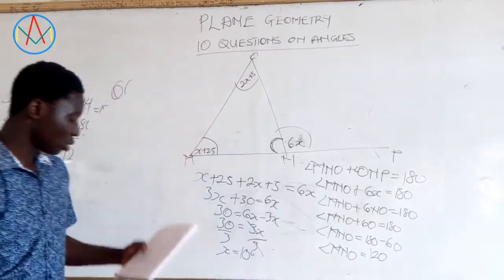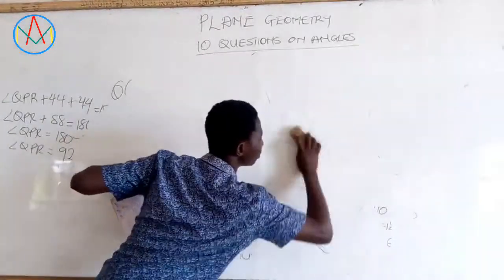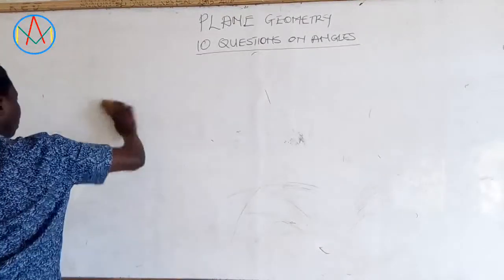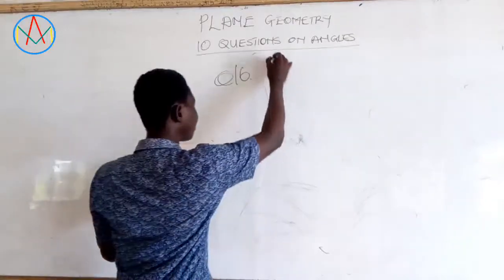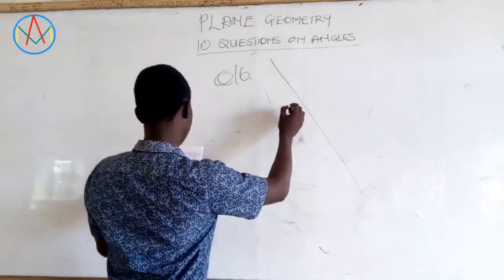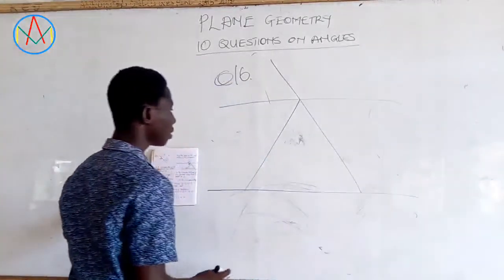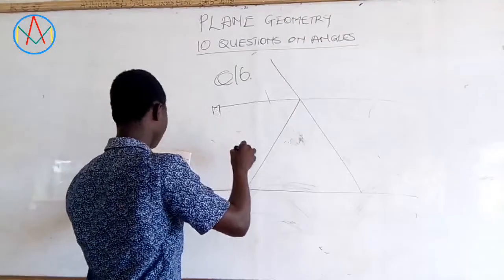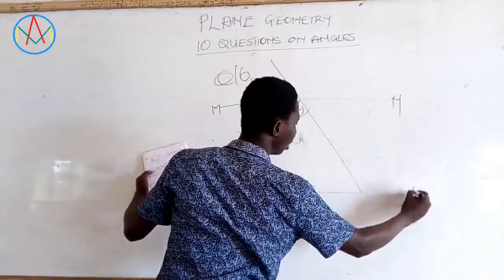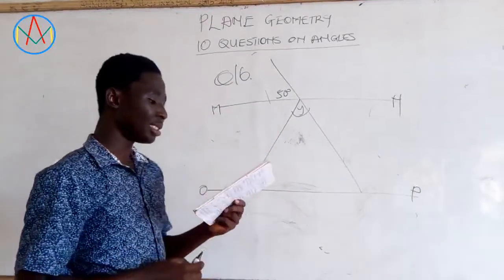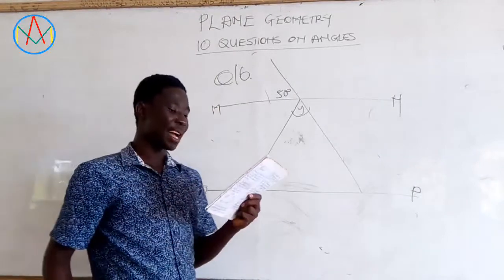Okay, now let's move on to question number 10 and we are done. Question number 10, final one. The diagram is something like this: O, M, Y, 50 degrees, N, P. The question is, in the diagram, MN and OP are parallel lines. Find the value of Y.